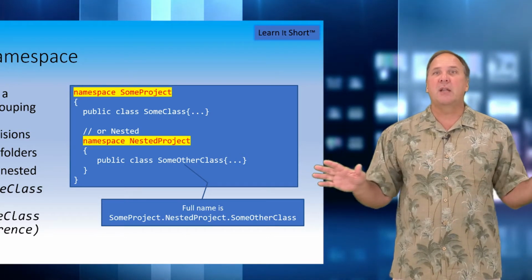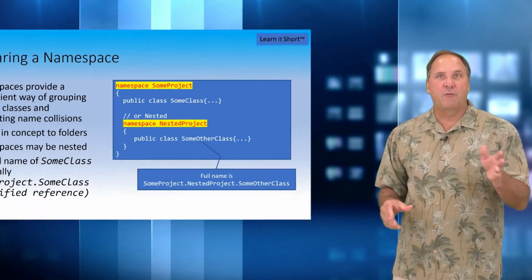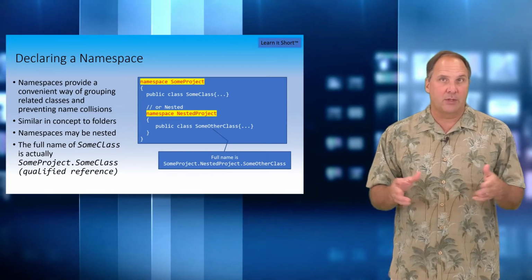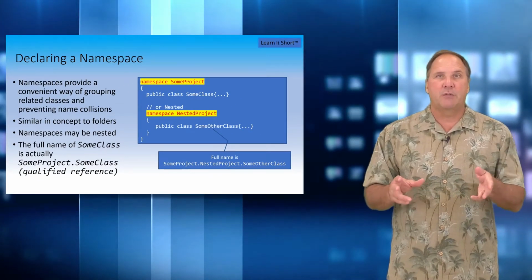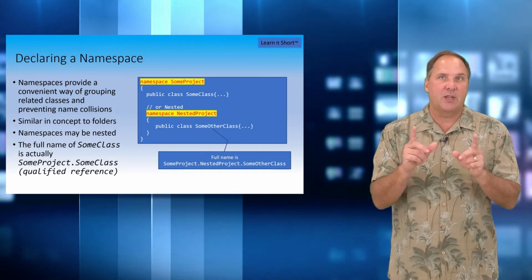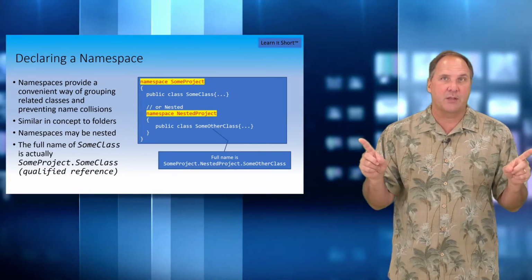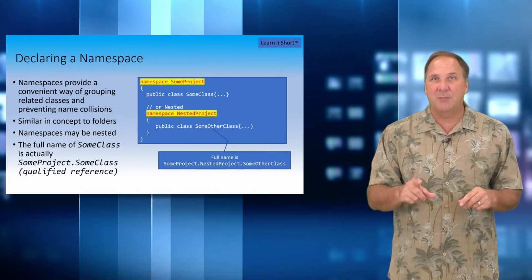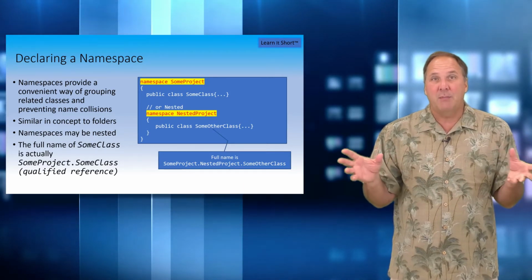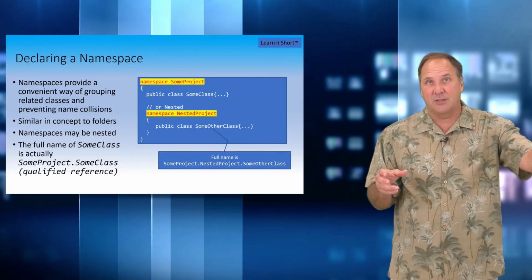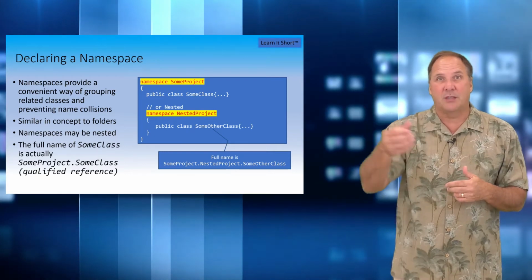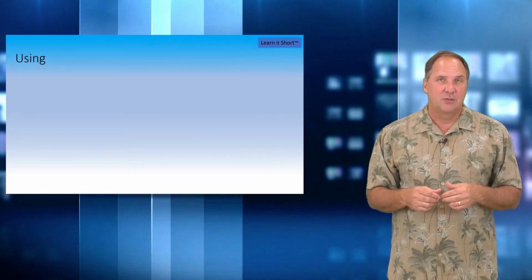Namespaces are purely logical. There is no physical component like there is with a folder. In other words, if you have the same namespace declaration in two different source files, that's not a duplicate namespace, but rather the same namespace, and part of the content is defined here and part of the content is defined there. It's just a prefix to the class name.